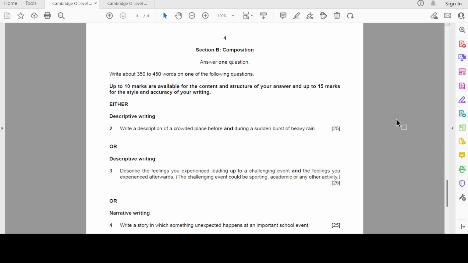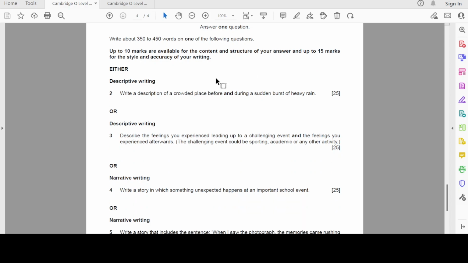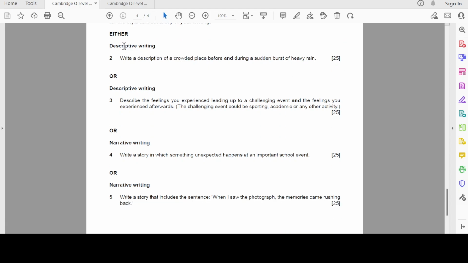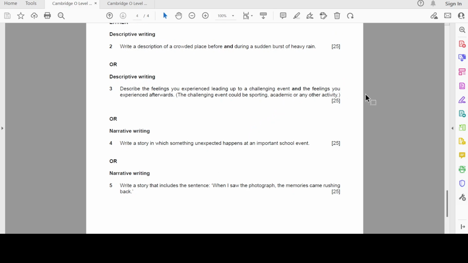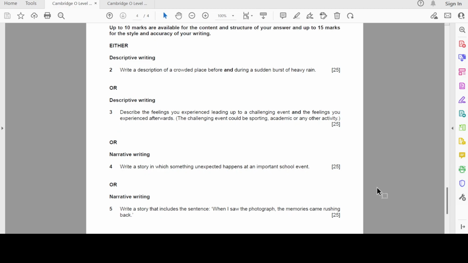So as you can see, right, section B composition, this is the 2024 specimen paper for English 1123, right? And the composition is 350 to 450 words only on only one of the following topics. There are 10 marks available for content and structure, 15 for style and accuracy. So we'll take a look at those. We've got two topics for descriptive writing, two topics for narrative. The candidate's expected to choose and write on only one, and each one is 25 marks, so they're equally weighed out, obviously.